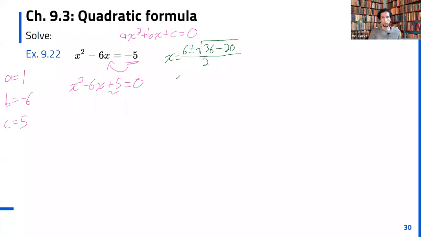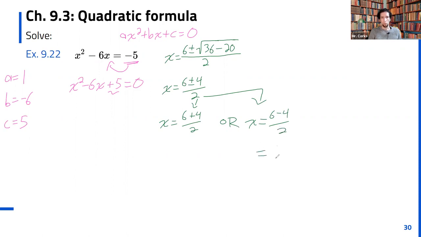So just over 2. So x is equal to 6 plus minus 36 minus 20 is 16. Square root of that is 4. 6 plus 4 over 2, or x is equal to 6 minus 4 over 2. And that gives 1 and 5.